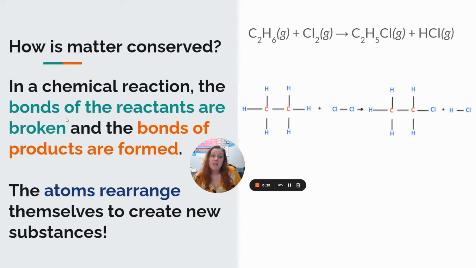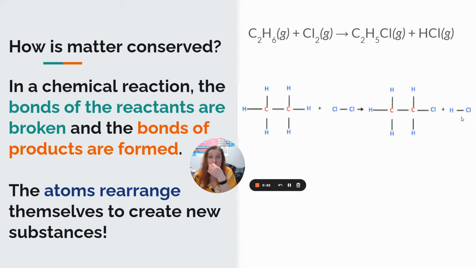Here's the deal. We know that the bonds of the reactants are going to be broken and that the bonds of the products are going to be reformed. And what's happened is that the atoms have just been rearranged, switched around. We can't just start with 4 carbon atoms and end with 2 carbon atoms. Where did the other 2 carbon atoms go? So we've actually practiced balancing chemical equations to account for the law of conservation of matter.